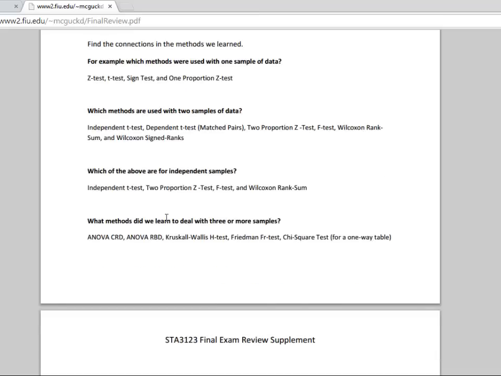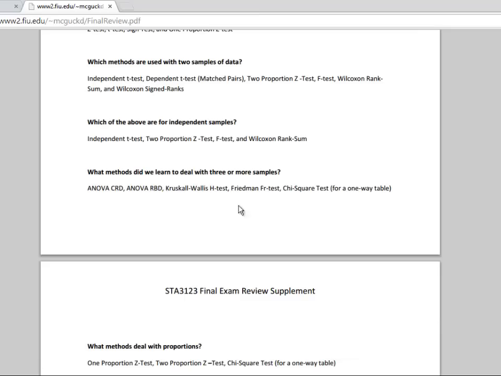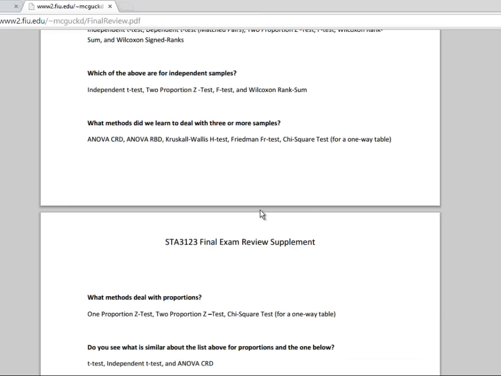Then finally you have which of the above are for independent samples. So think about which tests involved independent samples. Which ones dealt with 3 or more samples. Try to make these connections and try to group things in that way. That way you see the similarities and the differences between tests, right? So look at these methods that deal with 3 or more samples, for example. All the Anova procedures, the Kruskal-Wallis, the Friedman FR, the chi-squared test for a one-way table.